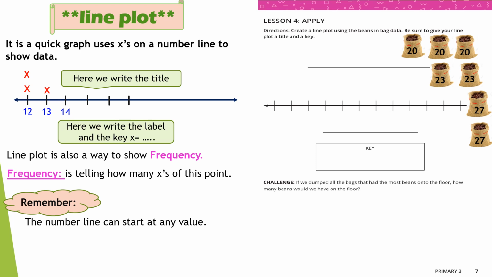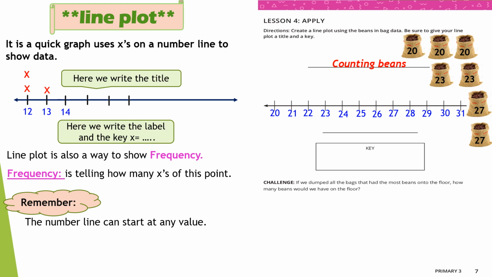We counted the beans inside the bags, and we found that 3 bags each contain 20 beans, 2 bags each contain 23 beans, and 2 bags each contain 27 beans. So what are we doing now? We are counting beans. So this is our title, and we will write our numbers. We can start at any number, so we can start from 20, no problem. 20, 21, 22, 23, and so on till 31.